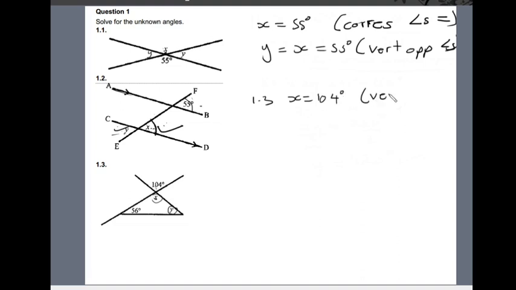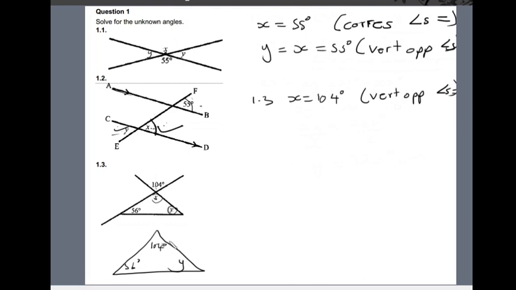The reason is that vertically opposite angles are equal, right? Now that you have vertically opposite angles, so now that you have angle X, you can solve for angle Y because you know the sum of angles in a triangle equals 180 degrees. So now you have 104, you have 56, and then you have Y, right?